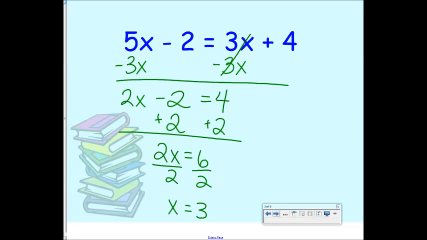Could you do this and this in the same step? Yes. I am fine if you want to do, like if you look at this and you think, okay, I'm going to need to move the 3x, but I'm also going to want to move the 2. So you do the plus 2 in the same step. That's fine with me. But again, if you're getting them wrong, take it slower.